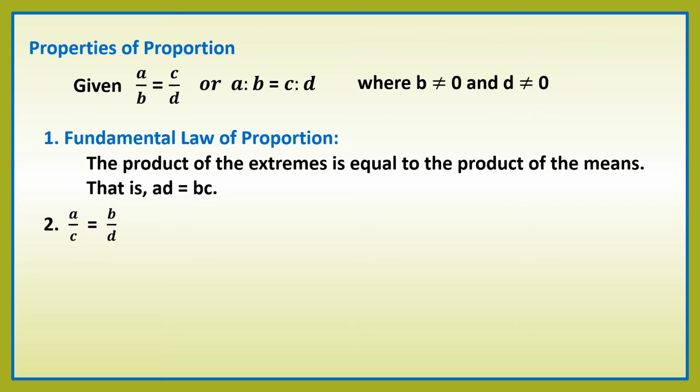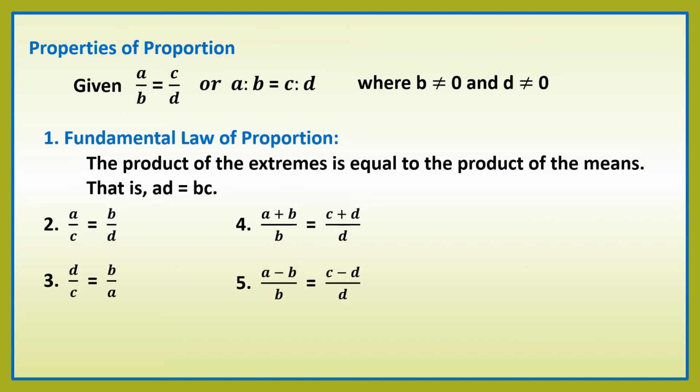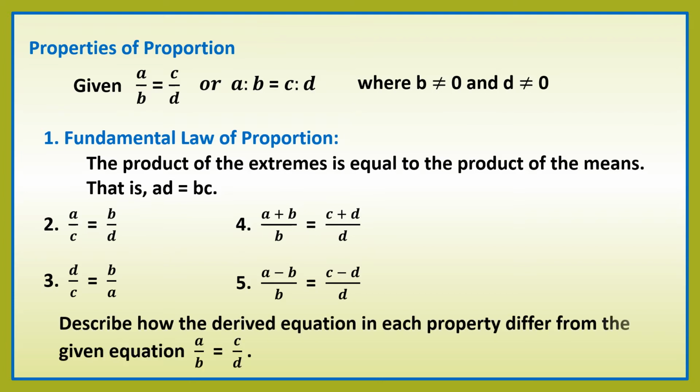Number 2, A over C equals B over D. Number 3, D over C equals B over A. Number 4, A plus B all over B equals C plus D all over D. Number 5, A minus B all over B equals C minus D all over D. Describe how the derived equation in each property differs from the given equation A over B equals C over D.